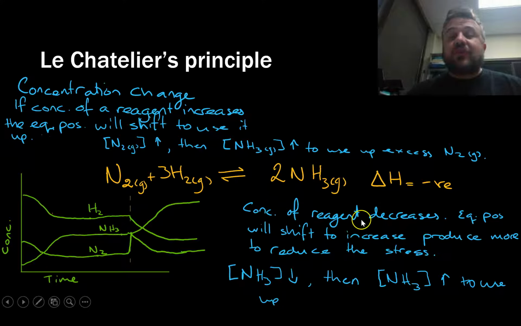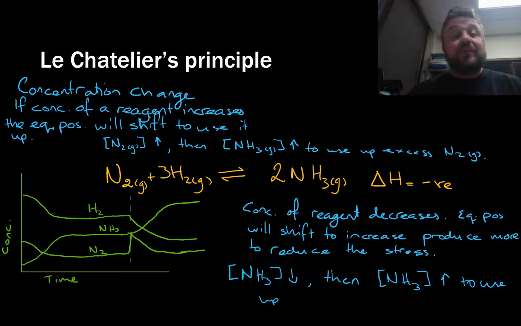If the concentration of a reagent decreases, the equilibrium position will shift to make more of it, to increase that. So what happens is if we take some ammonia out, then it will start using up the hydrogen and nitrogen to increase the production of ammonia. This is actually really useful in industry if we're making ammonia. If we're able to extract the ammonia, this equilibrium system will just produce more.